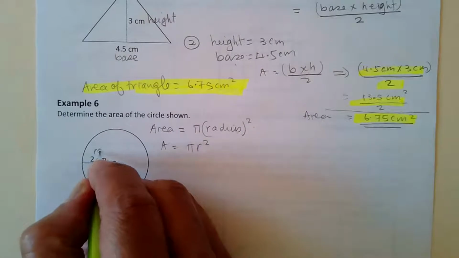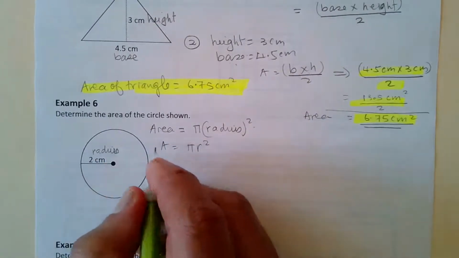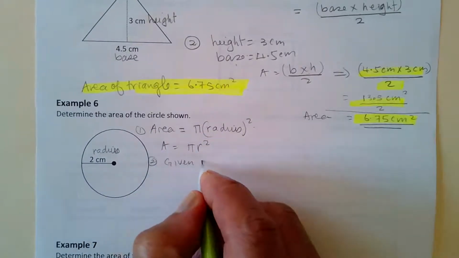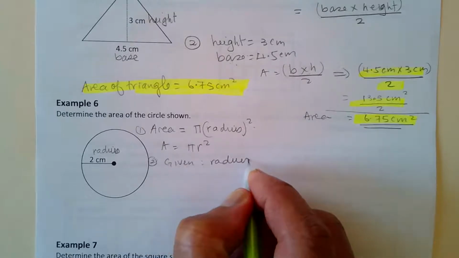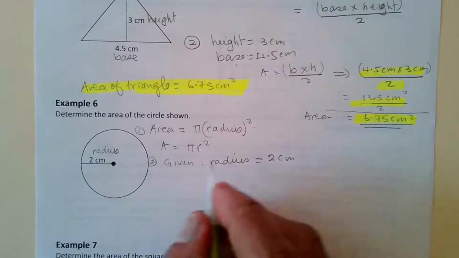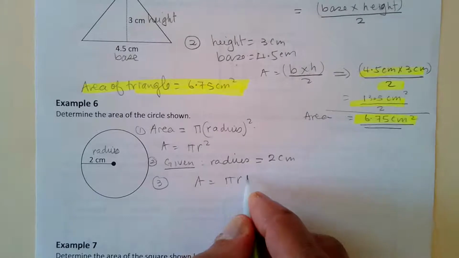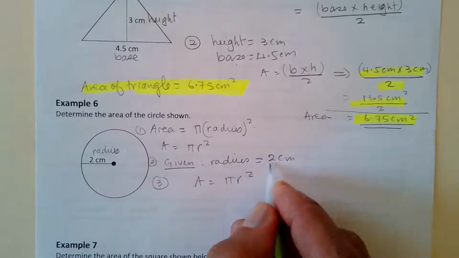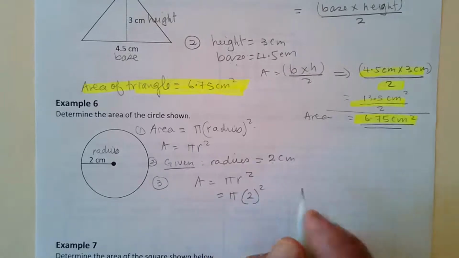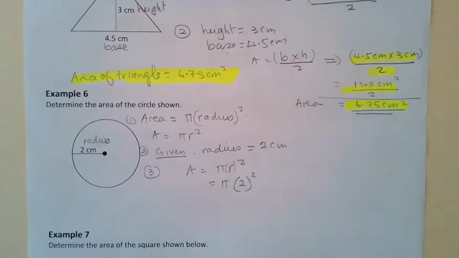The radius is given here. So given, radius is equal to 2 centimeters. My formula is area equals pi r squared. Substitute 2 into my radius. By the way, this is to the power 2, meaning that it's multiplied by itself.